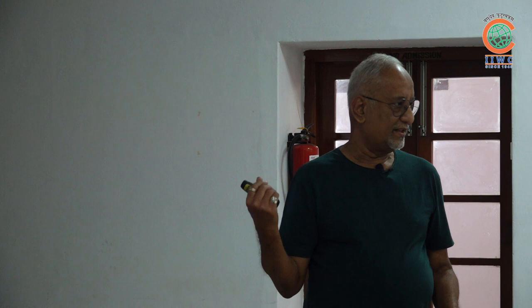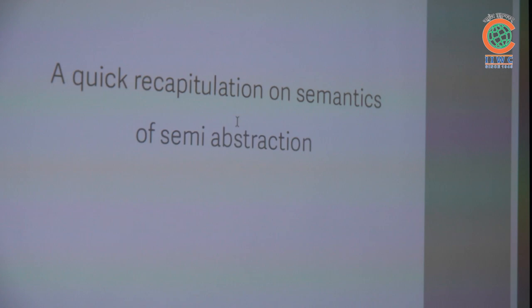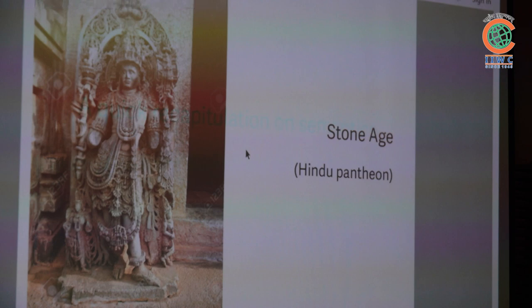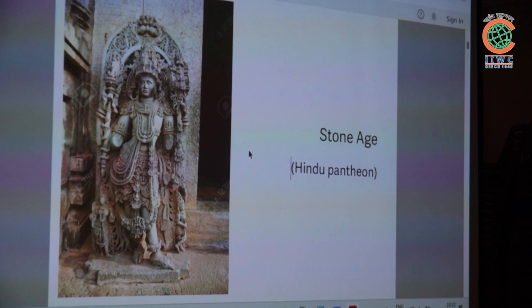But before coming to abstraction, I'll deal with the semi-abstract. Briefly, I will tell you on this. So last time I was talking about the Stone Age. In the Stone Age, in India, we basically had the icons, the Hindu pantheon. The Hindu pantheon is nothing but the deities.